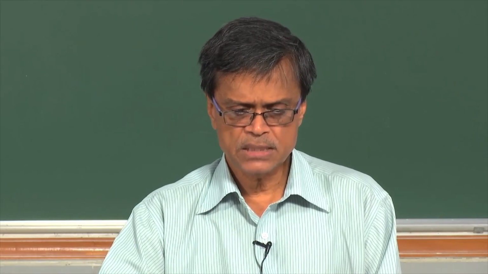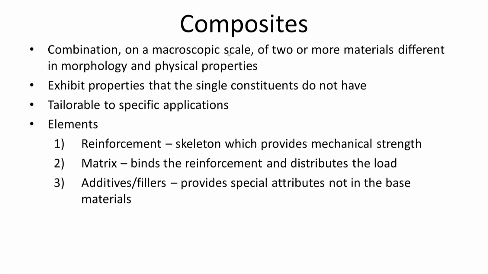They exhibit properties that the single constituents do not have. So, obviously, it will not be based on the single component, but it will be based on their individual pure values and the ratios. It is tailorable to specific application. So, we can have different compositions of the organic and the inorganic material. If I am having carbon nanofiber, I can change the composition of the fiber. If I am having glass beads in a polymer, I can change the composition of the glass beads.